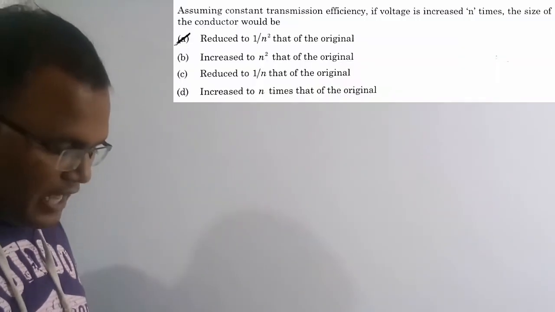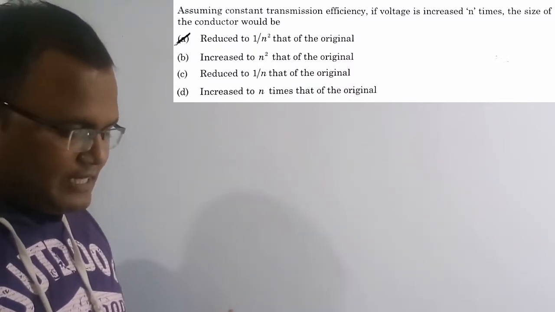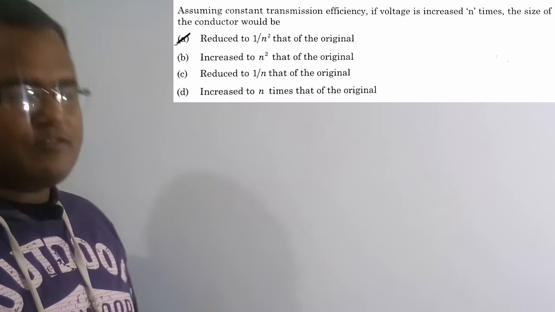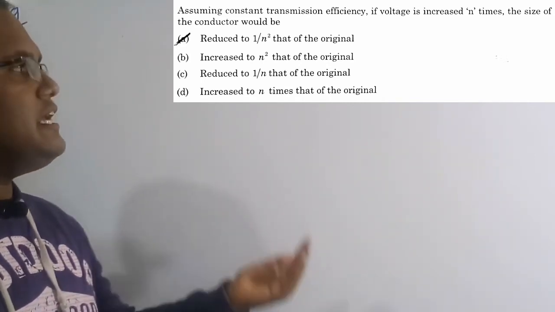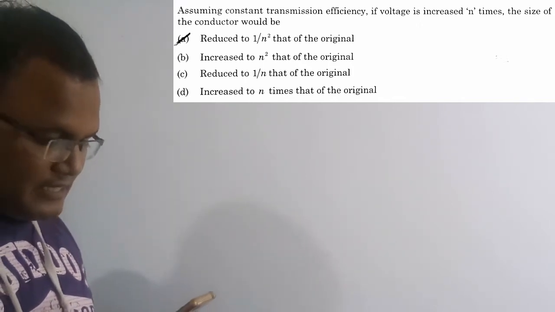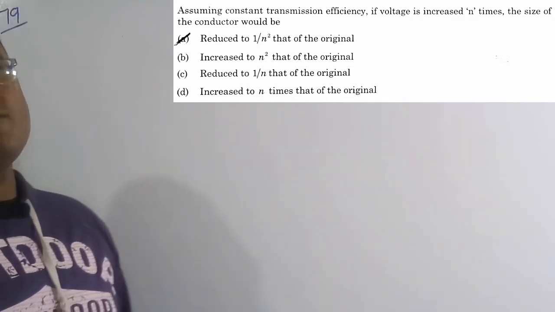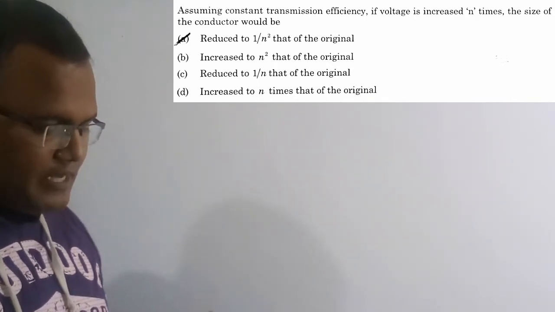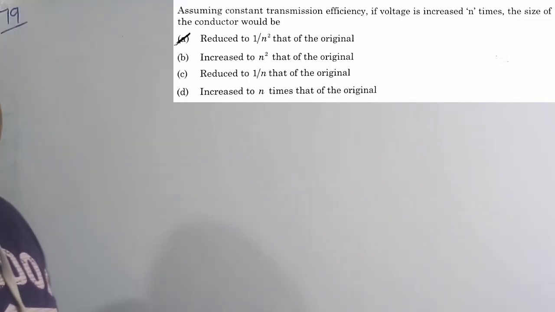Now we are going to solve the 79th question. See the question here: assuming constant transmission efficiency, if the voltage is increased by n times, then the size of the conductor will be what? If you assume constant efficiency and the voltage is increased by n times, what happens to the size of the conductor? Out of all these options, option A is the correct solution of this question, which is reduced by 1 by n squared times that of the original.